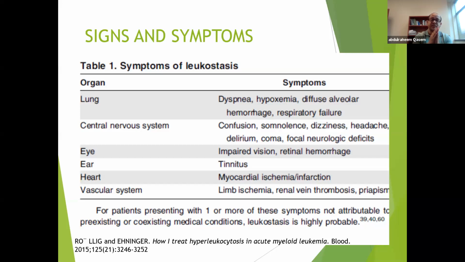It can cause central nervous system symptoms, including confusion, dizziness, headache, and coma in very severe cases. In the eye, impaired vision and retinal hemorrhage; in the ears, tinnitus. In the heart, it can cause acute MI or coronary artery disease. It can also cause thrombosis and ischemia. So if the patient comes with a high white blood cell count and any of those symptoms, that should raise the concern that this patient may have hyperleukocytosis and leukostasis.